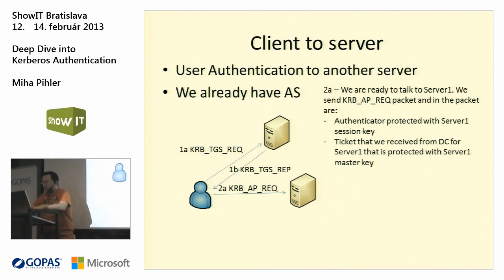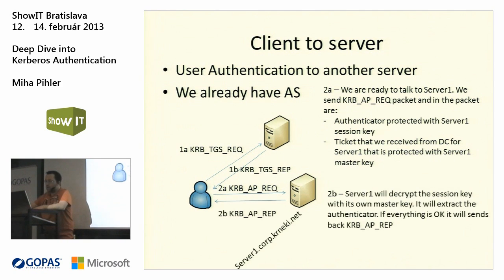Now I can go and say to the server, "Hi server, this is my AP request. I would like to connect to you on LDAP or CIFS or some other protocol." I'm sending my authenticator with the server 1 session key, and the ticket that was received from the DC for server 1. This ticket is actually protected with the server 1 master key. Now it can decrypt it, and it knows that I'm a valid person that wants to connect to it. Once that is done, I can now actually go and connect to the share or LDAP.